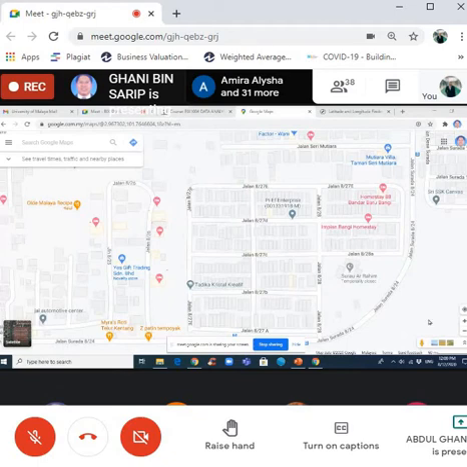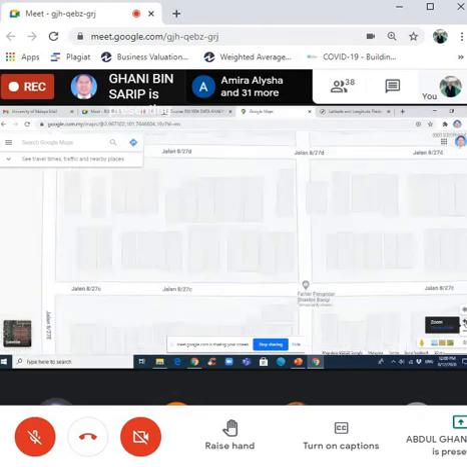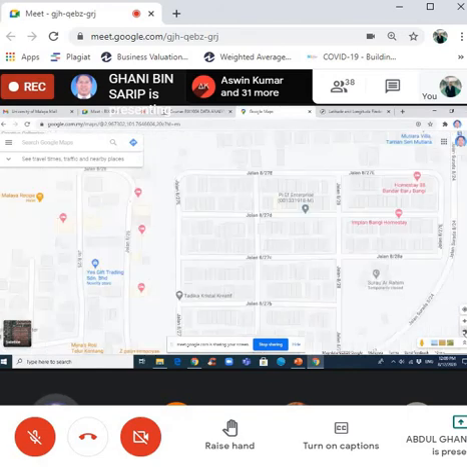Yes. No. Google Map, yeah. Yes. Yes. Okay. If I zoom in and zoom up, you'll be able to see, right?